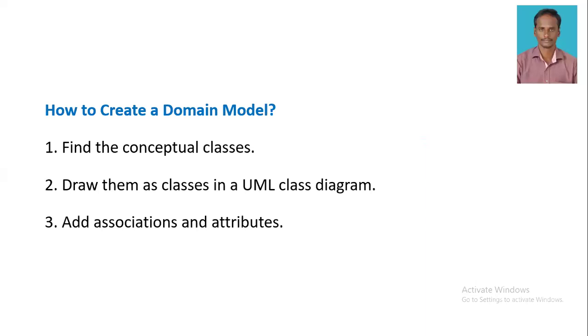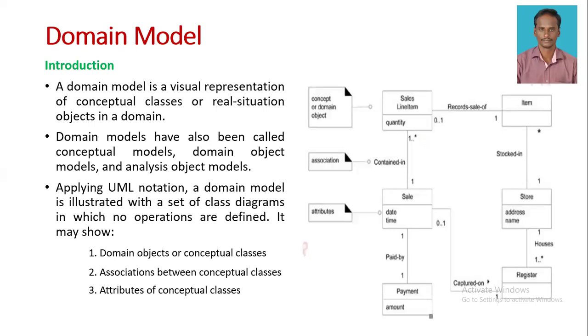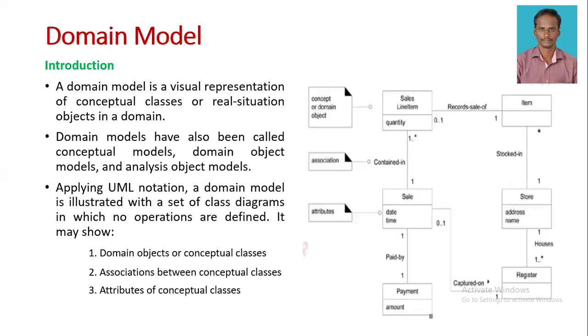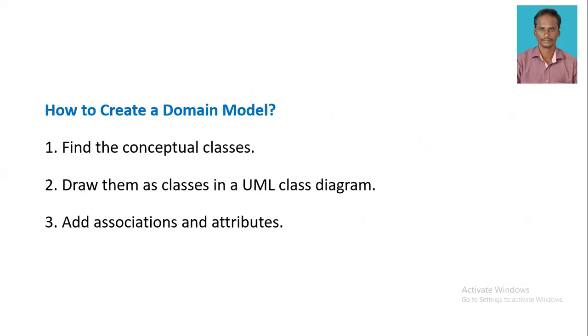There are three steps we should follow for creating a domain model. First, we need to find the conceptual classes. For example, if you consider this diagram, the conceptual classes are sale line item, sale, payment, item, store, and register. We need to find which conceptual classes we need to draw a domain model. And next, draw them as classes in a UML class diagram. We know the special notation to draw class diagrams, so based on the UML class notation, we are drawing class diagrams.